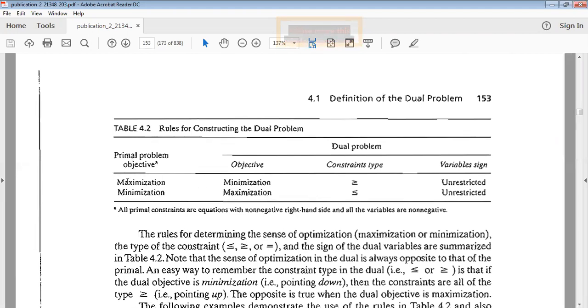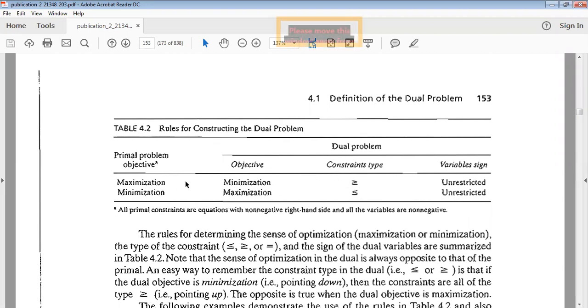So if the primal problem is a maximization, the dual problem will go as minimization. In the primal problem, if it is minimization, in the dual problem it is maximization, the opposite. So if it is greater than, automatically it is going to be less than. So this is variable sign unrestricted, and greater than, less than means unrestricted. So this is the way.